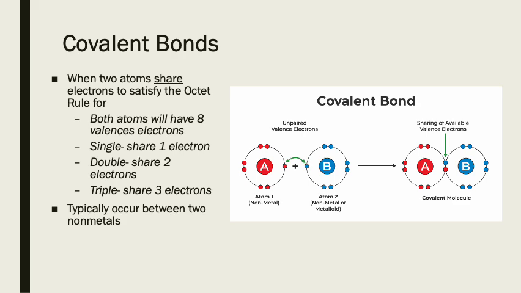So if they share the single pair that they each have and share that 2, now they each have 8 because they have 6 of their own, but they're sharing 2. So this is how a covalent bond works. They are sharing and they are working together.